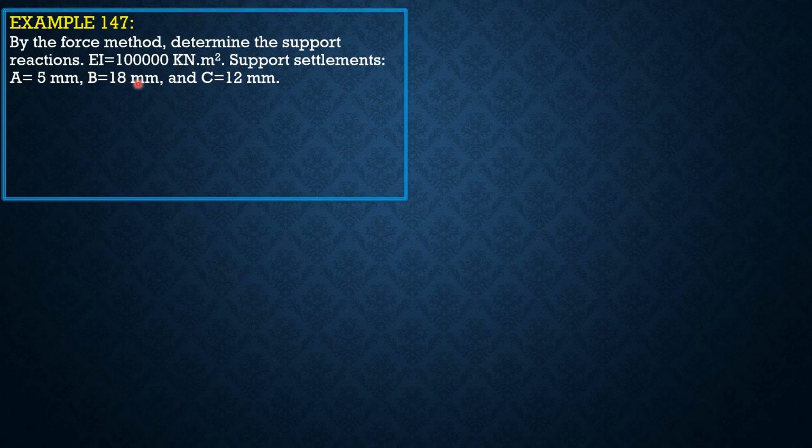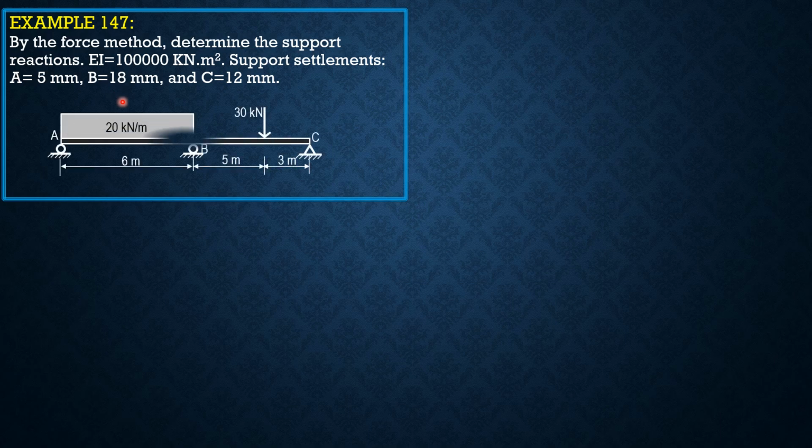With the first method, determine the support reactions. EI is 100,000 kilonewton meter square. Support settlements are 5 mm at A, 18 mm at B, and 12 mm at C. So let's solve this by the first method. And this problem is also solved in example 159 by the three moment equations, to verify our answers here.